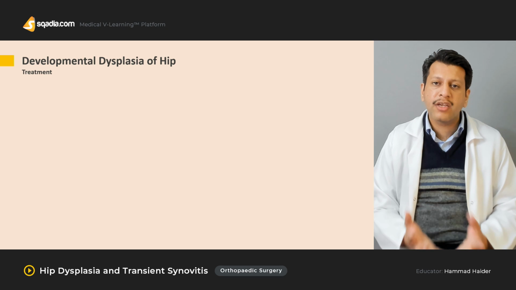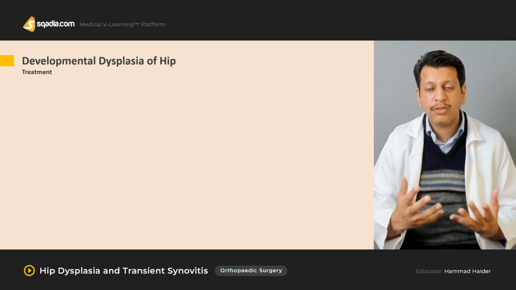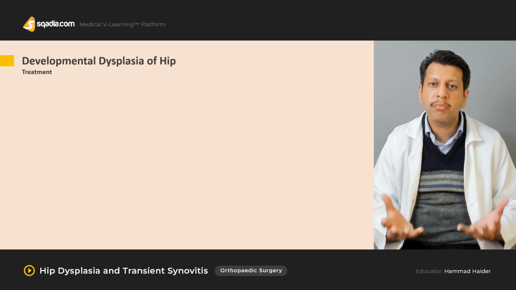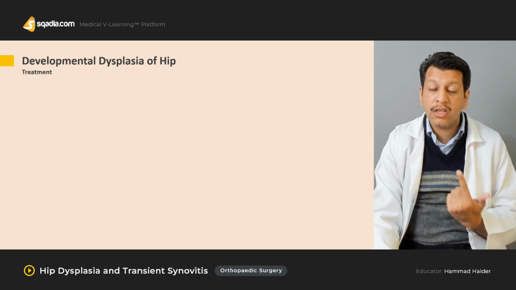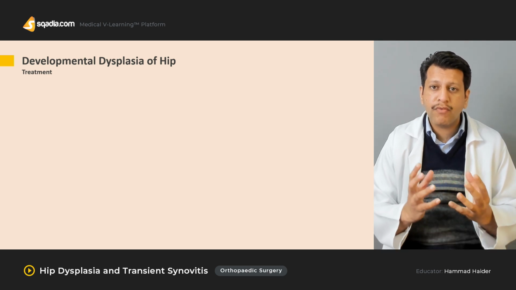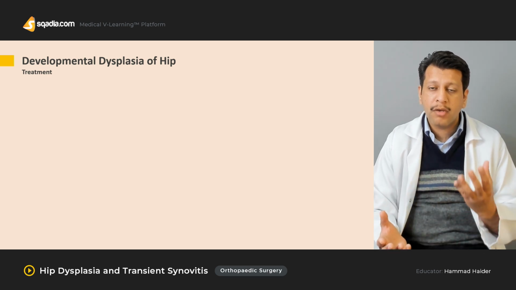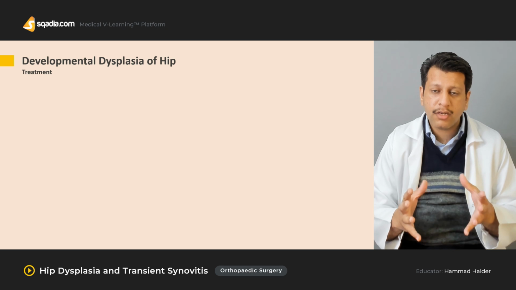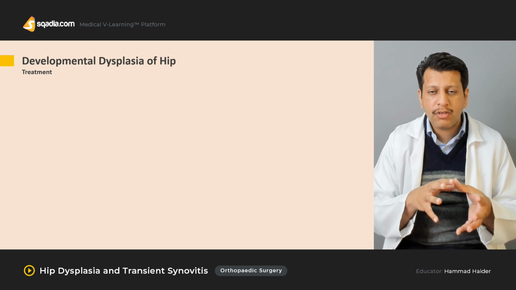Now, once you have diagnosed whether the patient is having some form of dysplasia or not, then comes the treatment, how to actually treat the DDH, or developmental dysplasia of hip. The treatment depends on two things. First is the age of the patient, and what sort of pathology is there. If it's some sort of a teratological hip, whatever the age is, you will have to go for some form of reduction.